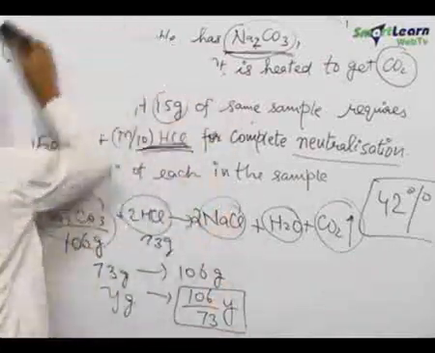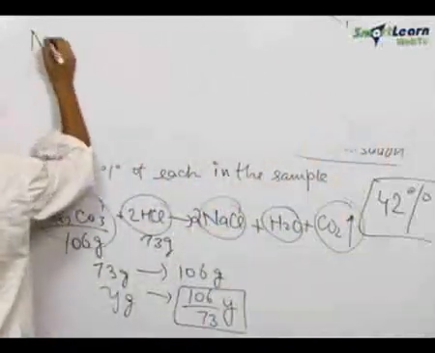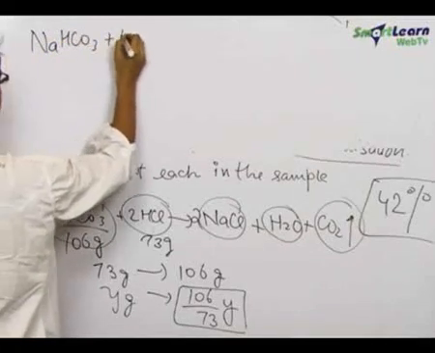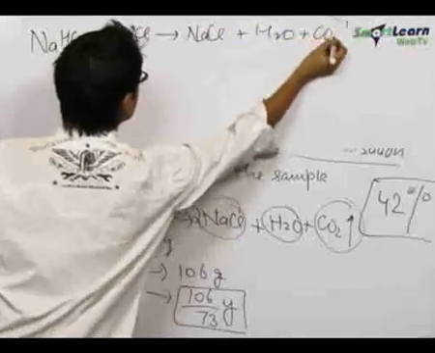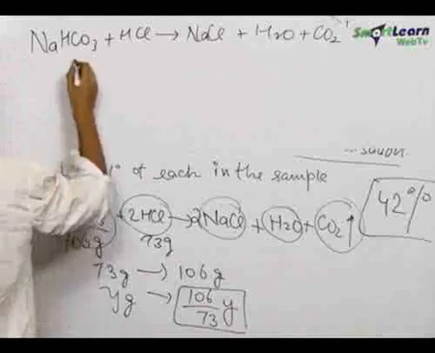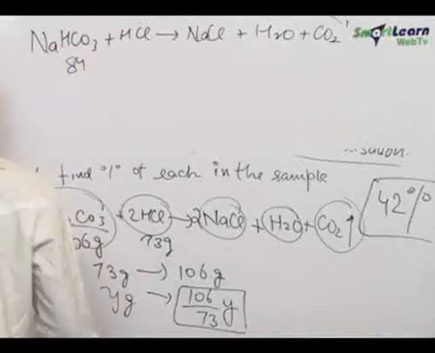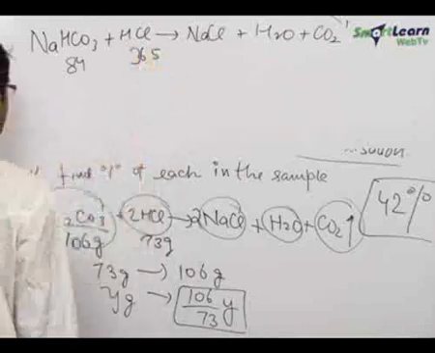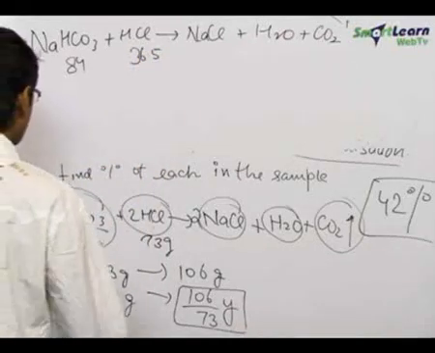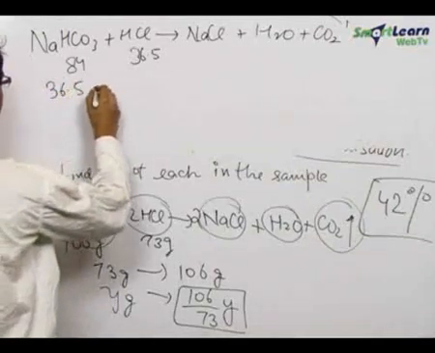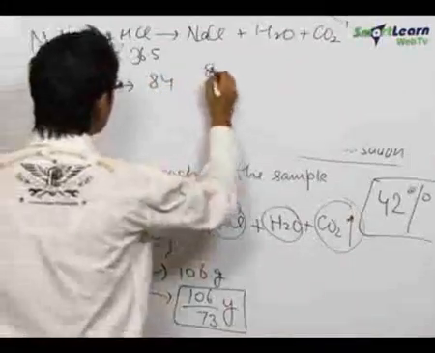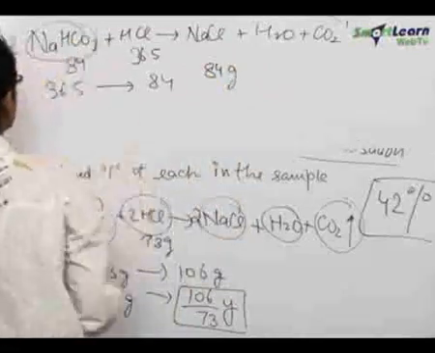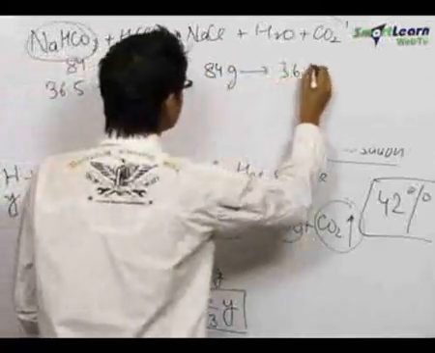Now we will write the second reaction, which is the reaction of NaHCO3 with HCl. The reaction is as follows: NaHCO3 plus HCl gives NaCl salt plus water plus CO2. Now this NaHCO3 is 84. This HCl is 36.5. So what we get is that 84 grams of NaHCO3 is utilizing 36.5 grams of HCl.